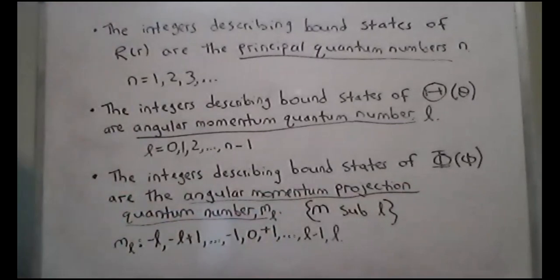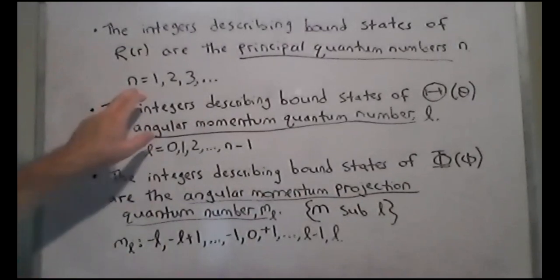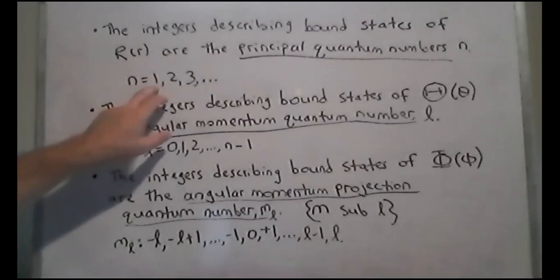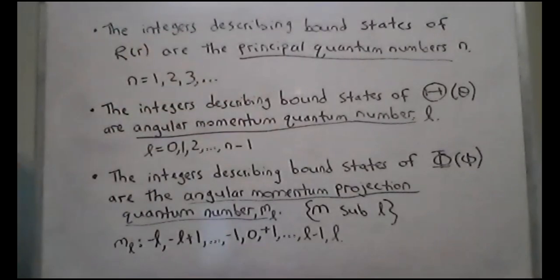All right. So if you solve for cap R of R, the integers that correspond to the bound states are given by the principal quantum number n, 1, 2, 3, dot, dot, dot. The integers describing the bound states of the polar angle, cap theta of theta, are the angular momentum quantum number L. Again, it's no accident that it's called that. I'll explain that in a moment. L has the values 0, 1, 2, dot, dot, dot, to n minus 1. Then the integers that describe the bound states of the azimuthal function, cap phi of phi, are the angular momentum projection quantum numbers, M sub L. M sub L can take on the values of negative L, negative L plus 1, dot, dot, dot, negative 1, 0, positive 1, dot, dot, dot, L minus 1 to L.